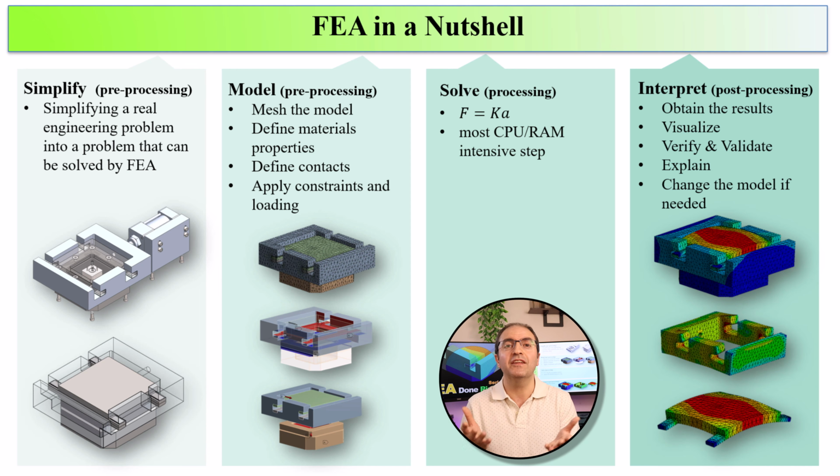Another name for it is post-processing. This is where engineering judgment matters a lot. We visualize the stresses, displacement, temperature, or other field. But the key step is this: we verify and validate. If something looks off, we explain it, and if necessary, we improve the model. Therefore, very often, this stage loops back to the pre-processing until we trust the result. So, that's the big picture.